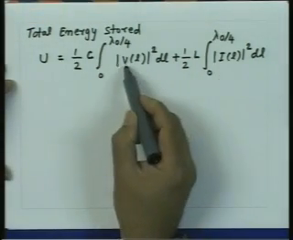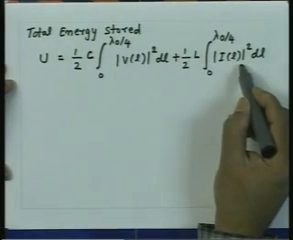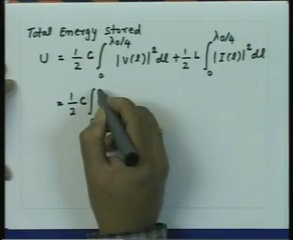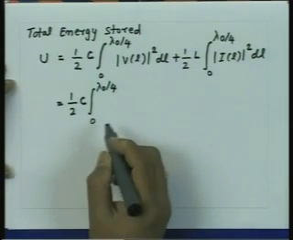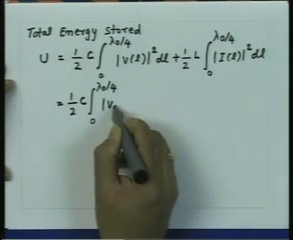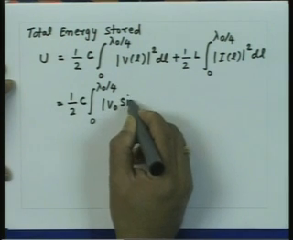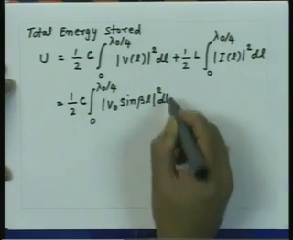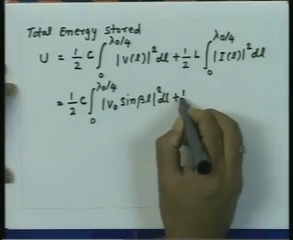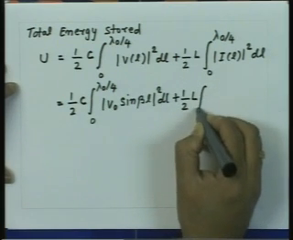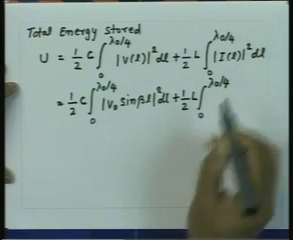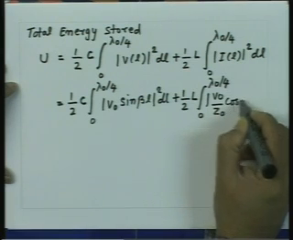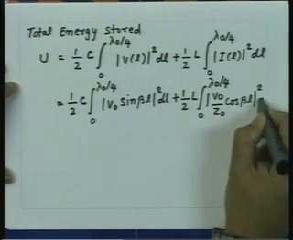Substituting for voltage and current, this is sine of beta L, this is cos of beta L. So, this is half into C integral 0 to lambda 0 by 4 mod of V 0 sine beta L square dl, plus half L integral 0 to lambda 0 by 4 V 0 upon Z naught cos of beta L square into dl.